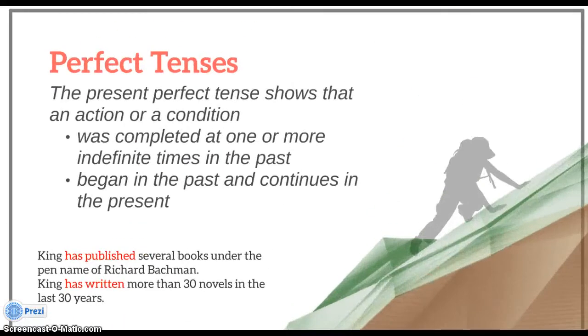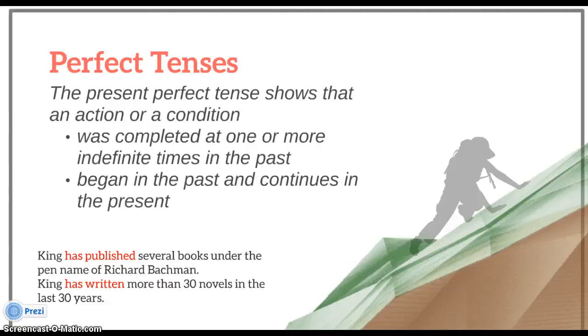Then we move on to what's called perfect tense. We start off with the present perfect tense. This shows us that an action or a condition was completed at one or more indefinite times in the past. Now what that means is that something happened at least once at some point before now. Look at the example. King has published several books under the pen name of Richard Bachman. This tells us that it happened in the past, but not specifically when.